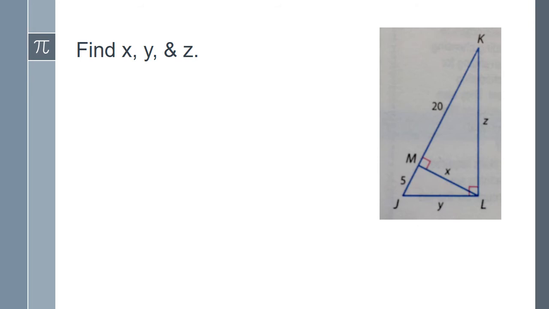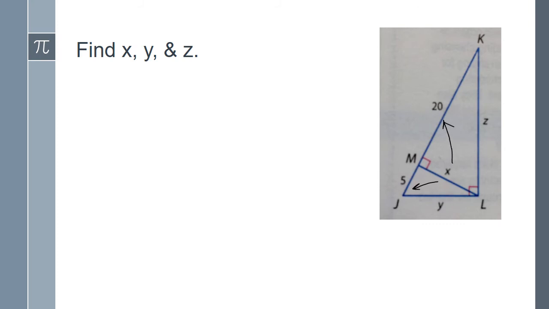Oh, that was weird. Okay, again, let's go through this, see what we can do with this. Hopefully it's not a repeat. I had a little technical glitch there.